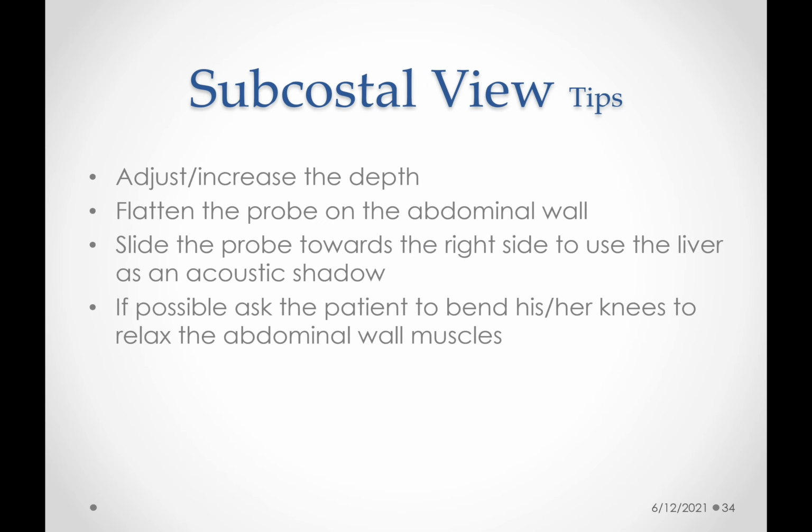To get decent subcostal views, you need to adjust the depth, and you might need to flatten the probe on the abdominal wall, as we mentioned. You can always slide the probe towards the right side to make use of the liver as an acoustic shadow or acoustic window. If possible, you can ask the patient to bend his or her knees to relax the abdominal wall muscles.